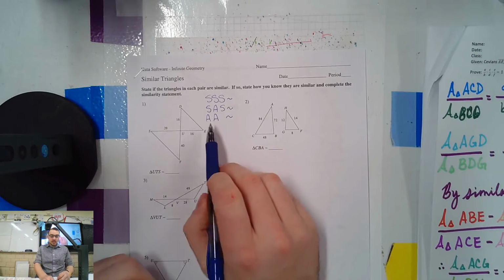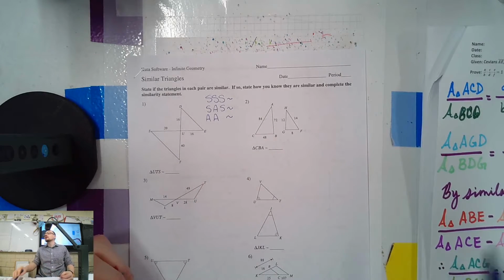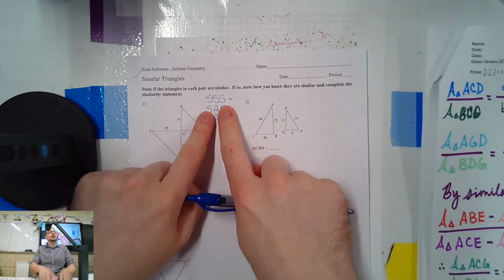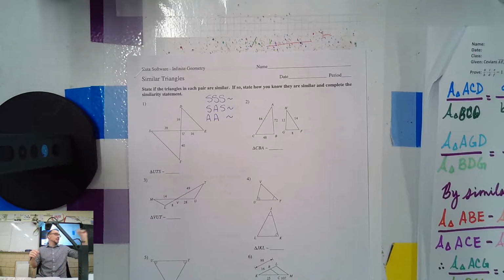Side-angle-side, angle-angle, and side-side-side. Now remember, unlike congruency, the sides won't be congruent, right? We're not talking same numbers. Oh, that side's 3, this side's 3. We're not talking that, okay? We're talking about, is there a relationship?